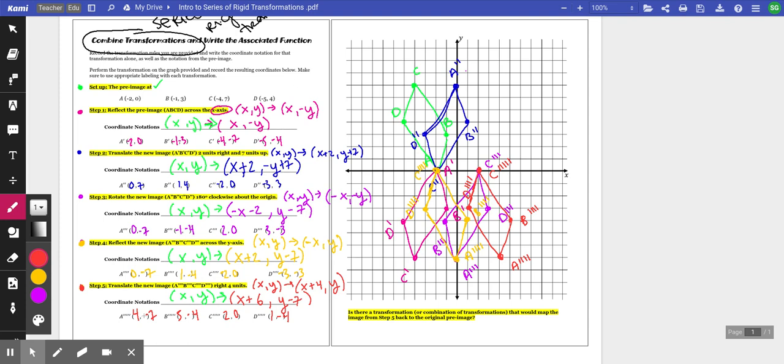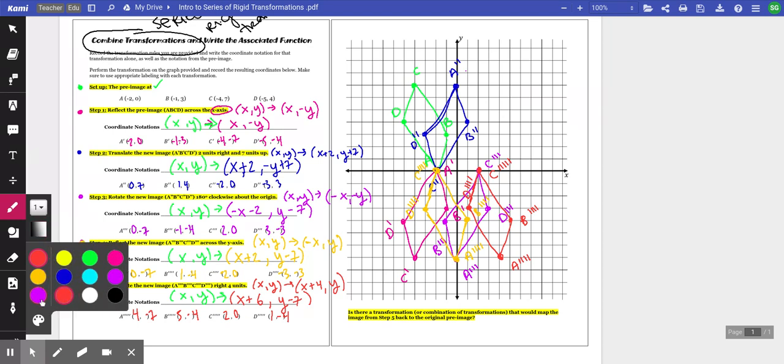So you might be looking at this and thinking, wait a minute, that's another transformation that I know about. I could have done that one 2 weeks ago, right? So is there a transformation or a combination of transformations that would map the image from step B? So I'd like to highlight. Let's see if I can get it.